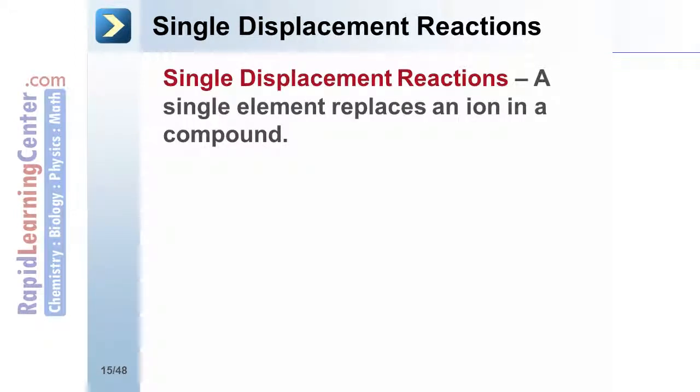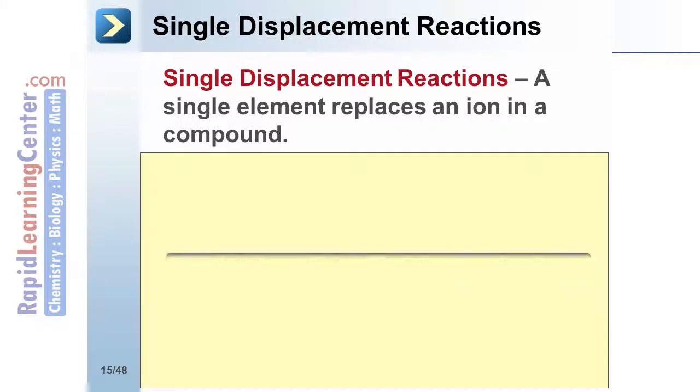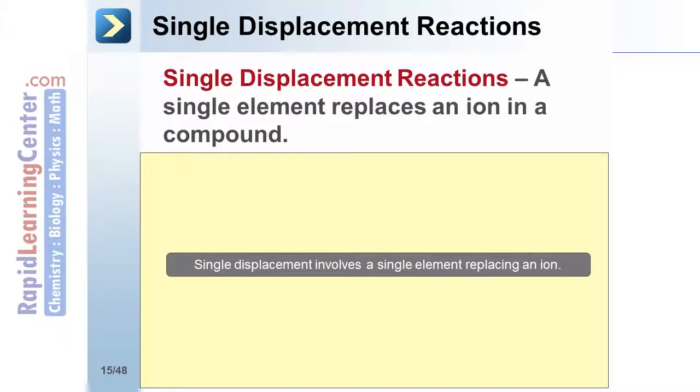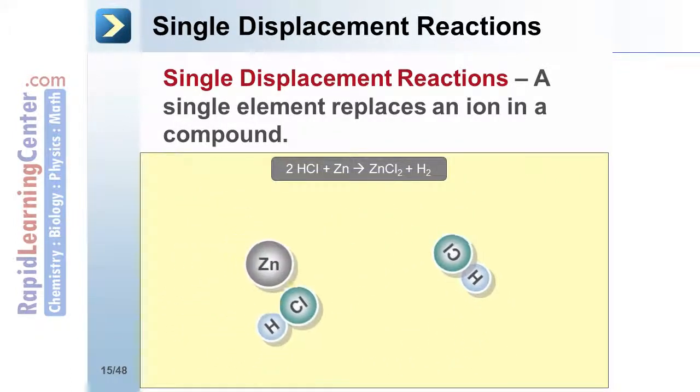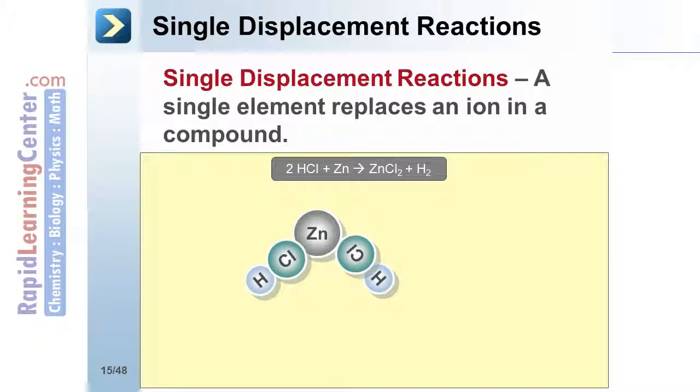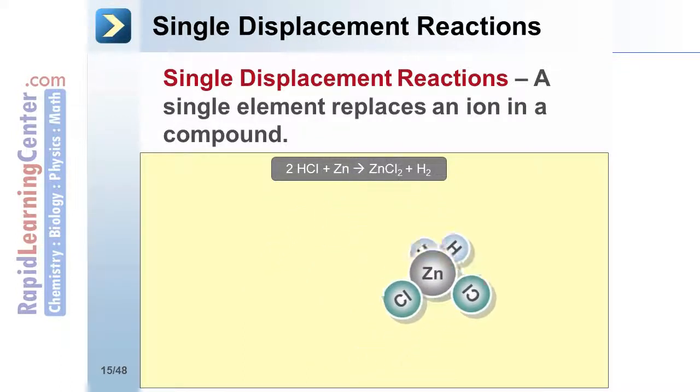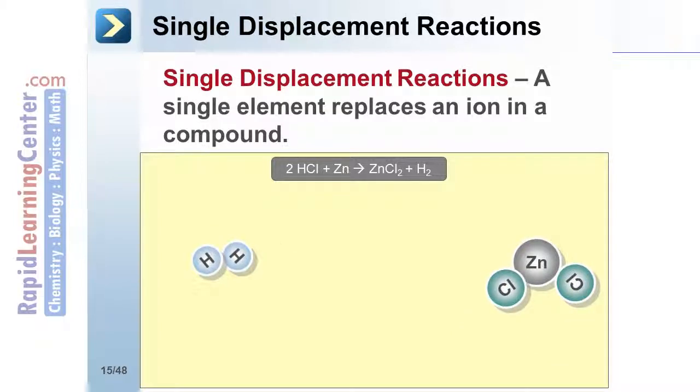Single displacement reactions are when an ion in a compound is replaced by a single element. In this example, the single element is zinc. It will replace the hydrogen ions in the compound.